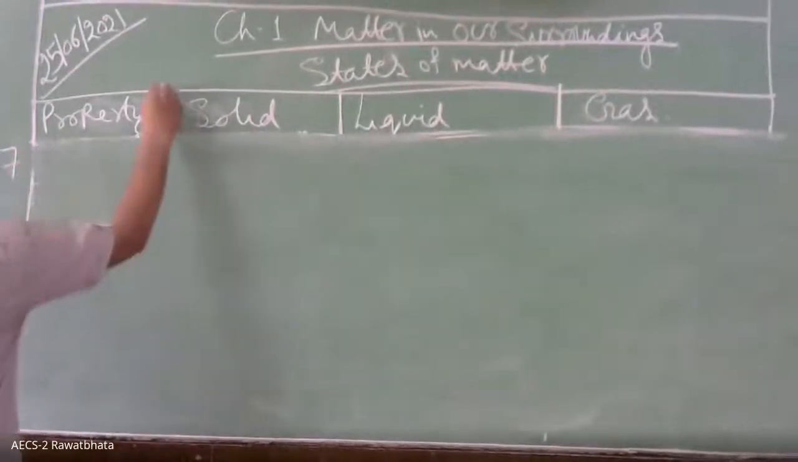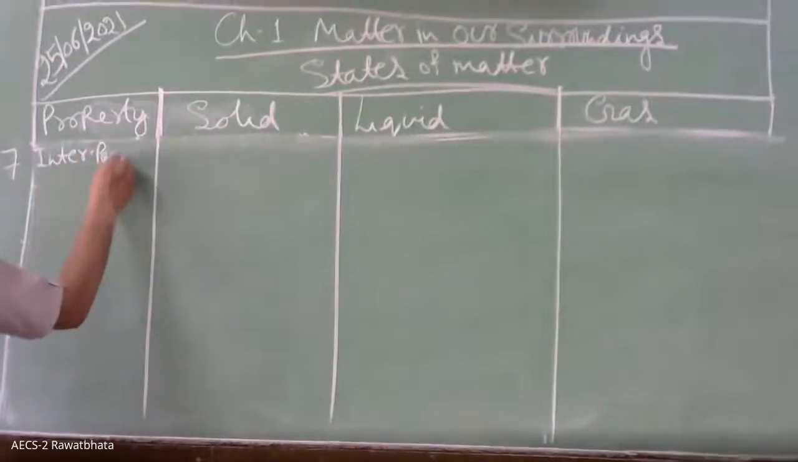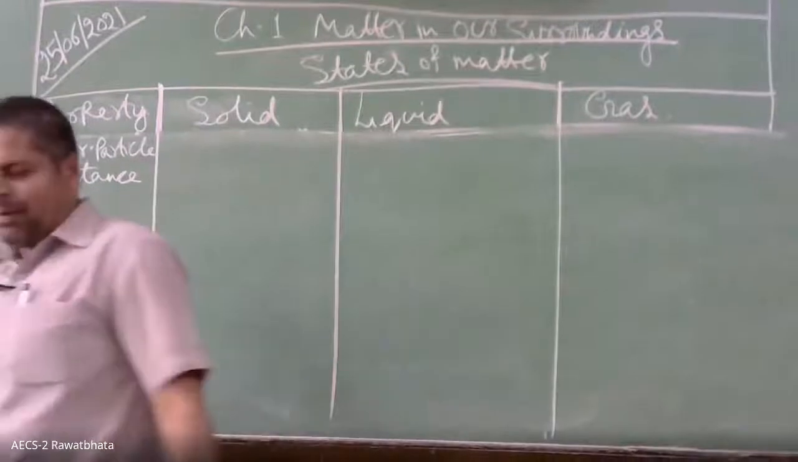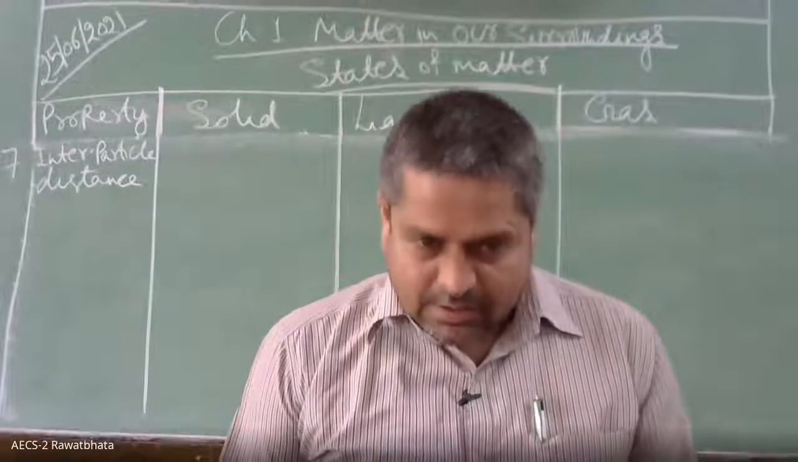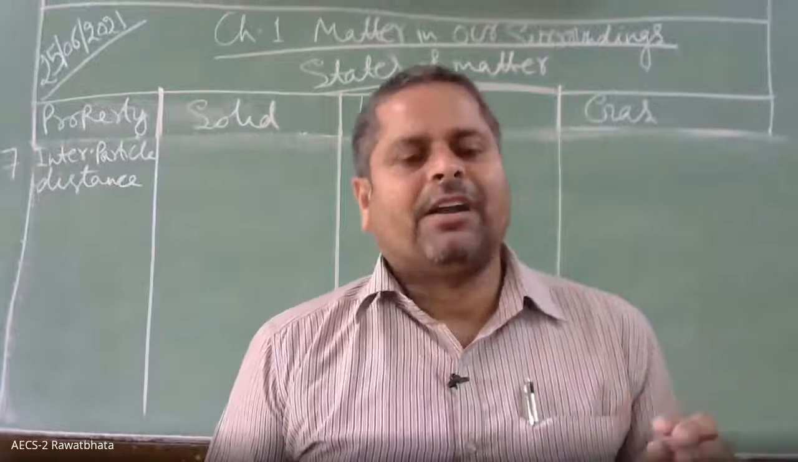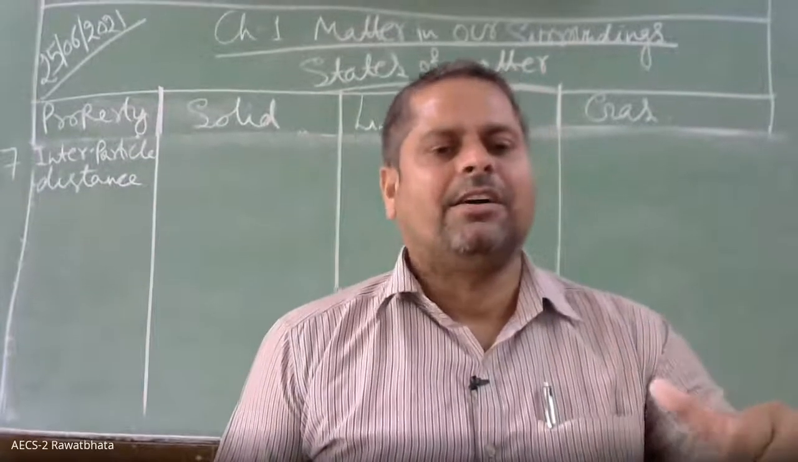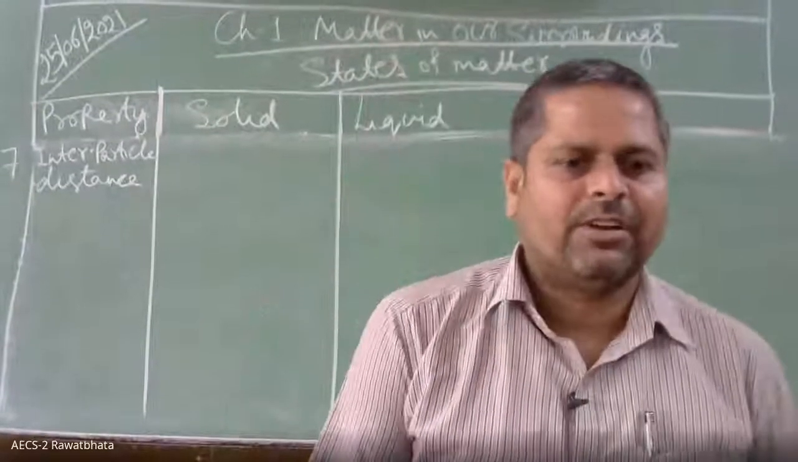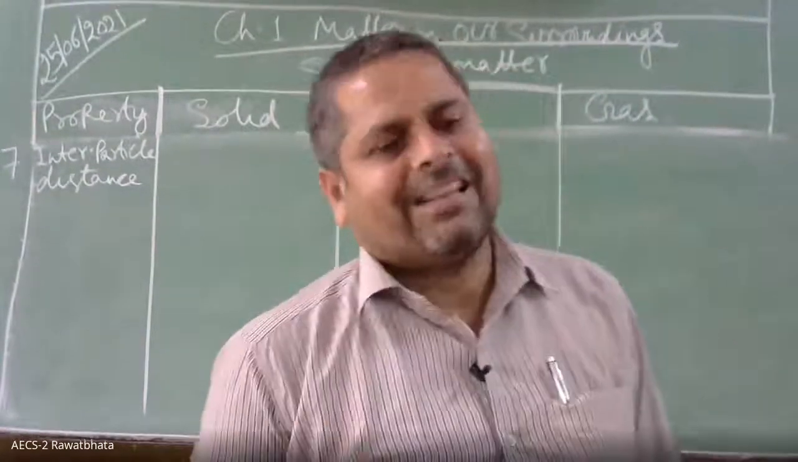Seventh property, interparticle distance. सबसे ज़्यादा distance किसको होगा? See, if you know the pattern of interparticle force of attraction in the three states of matter, interparticle distance is just reciprocal of interparticle force of attraction. What does that mean? If interparticle force of attraction is more, the interparticle distance will be less.